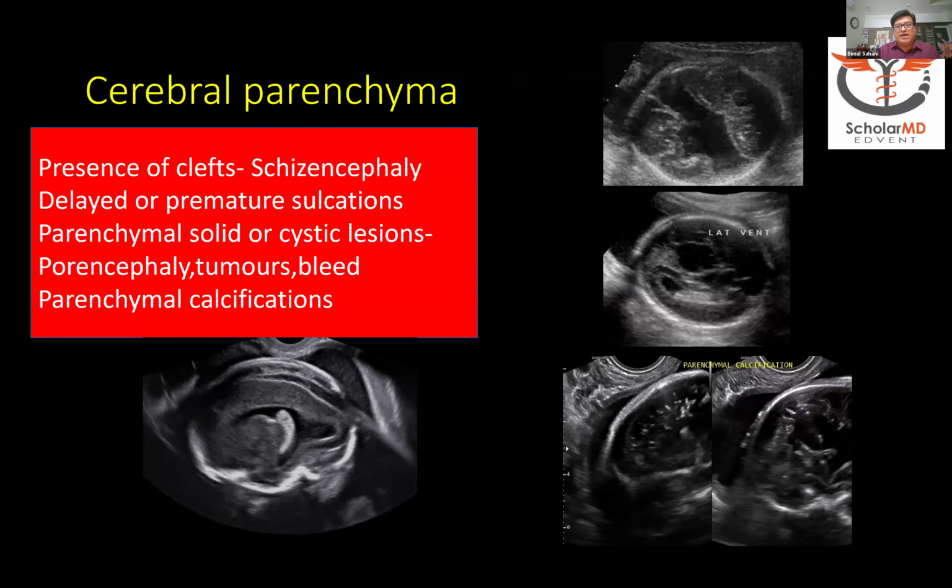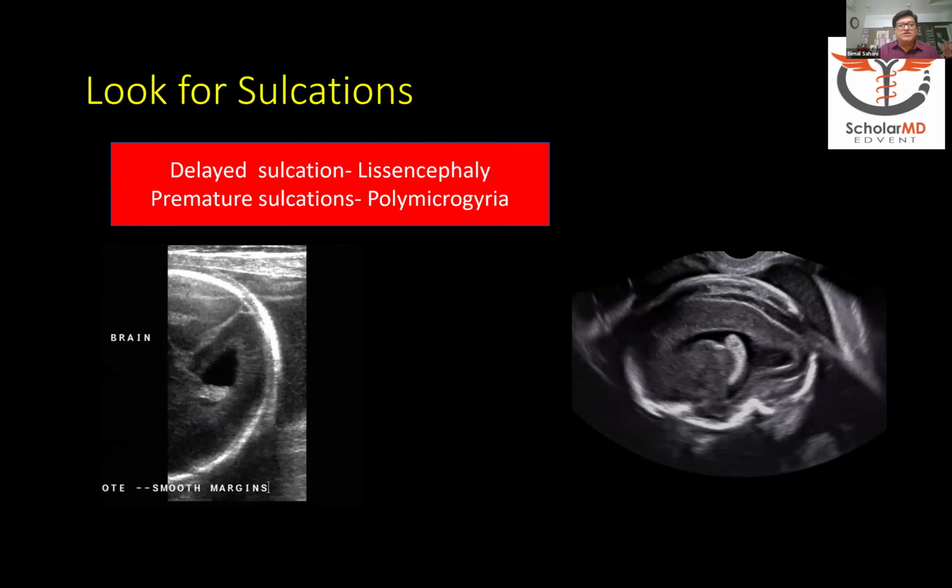The cerebral parenchyma. Having done this, you're looking at the parenchyma, look for any clefts which could suggest schizencephaly, look for the sulcation. I'll come to that in the next slide. Look for any parenchymal solid or cystic lesions like porencephaly, tumors, bleed, parenchymal calcifications, which will go in favor of infections. So, a good look at the cerebral parenchyma is important.